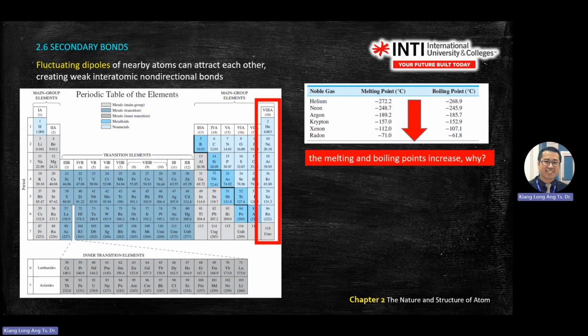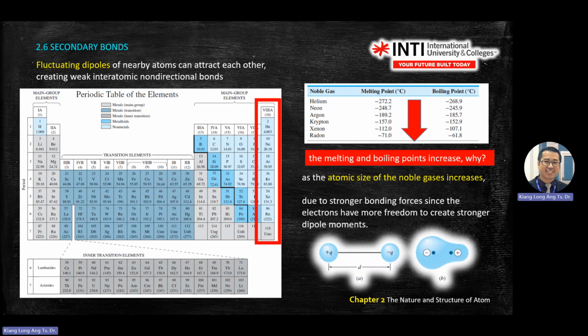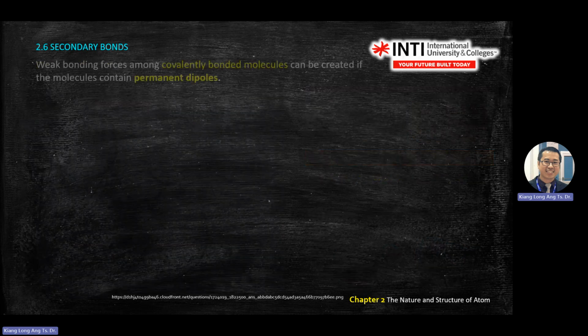Then the melting and boiling temperatures increase as you move from top to bottom. We refer to this table. This is a negative value, negative 200 to negative 71. Actually, the temperature is increasing, because the atomic size increases and also there is a stronger bonding force. This one you read.